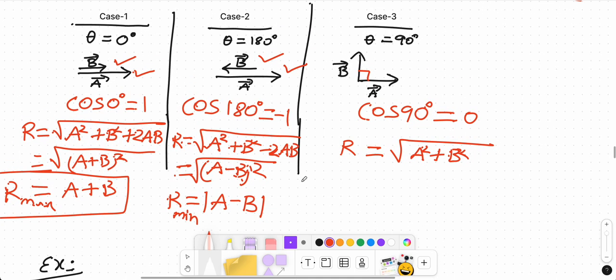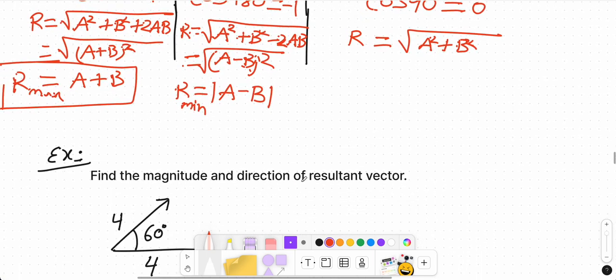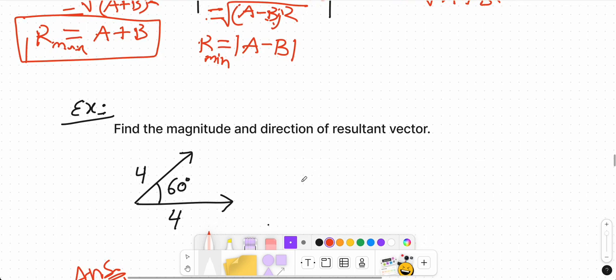This is all the theory for triangle law of vector addition. Now we will solve some examples and questions. First one: I have two vectors, one having 4 Newton magnitude, the other one also having 4 Newton magnitude. The angle between them is 60 degree. We have to find the magnitude and direction of the resultant vector. So let's do it.